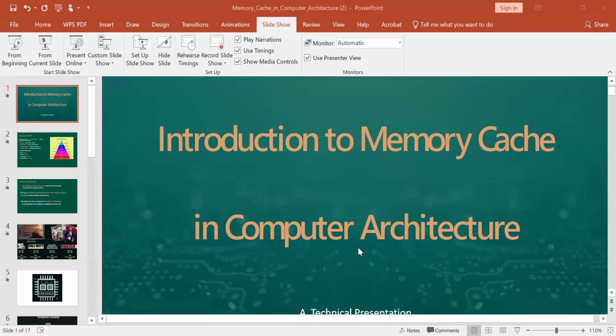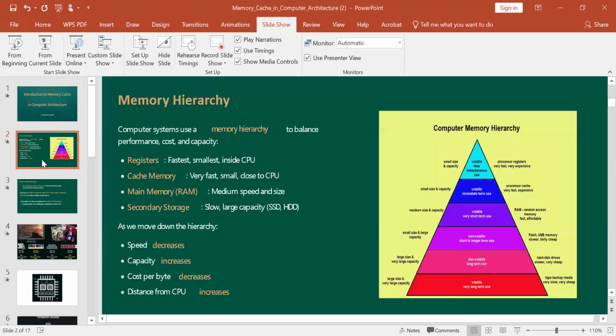So, what is the memory cache? We'll be coming to that, but before that, let's have a look at the different levels of memory that we have. The computer system uses a memory hierarchy to balance performance, cost, and capacity. From the diagram we are seeing here, we have the registers first, the fastest and the smallest, located inside the CPU, followed by the cache memory that we'll be focusing on in this lecture, the main memory, and then the secondary storage.